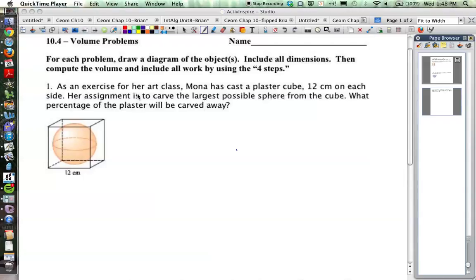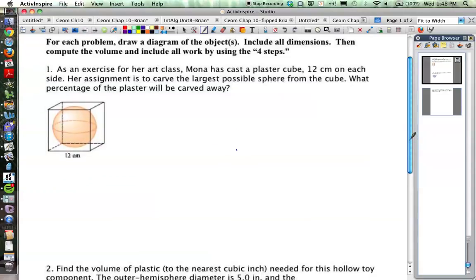So for each problem, draw a diagram of the objects, include all dimensions, then compute the volume and include all work by using the 4 steps. This first problem, we already have the diagram here, so let's just read it.